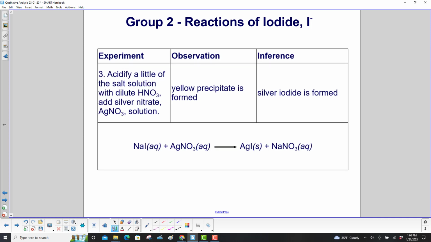3. Acidify a little of the salt solution with dilute nitric acid. Add silver nitrate solution. Observation: yellow precipitate is formed. Silver iodide is formed is the inference.